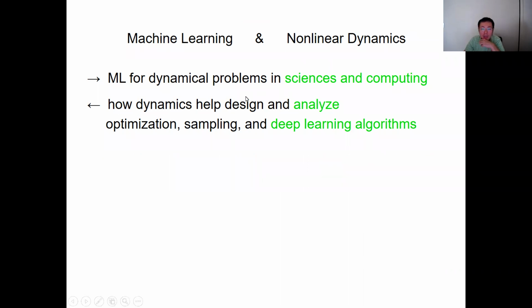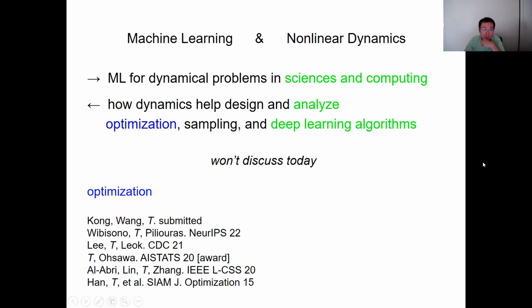So these are the 2 major directions, and some examples that I'll talk about. There are a lot of things that I won't be talking about today. So for example, dynamics can help optimization. So I'm happy to tell you more offline.